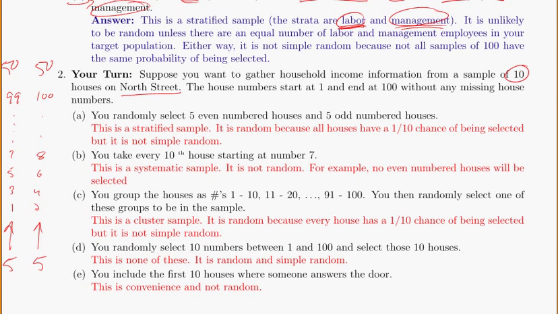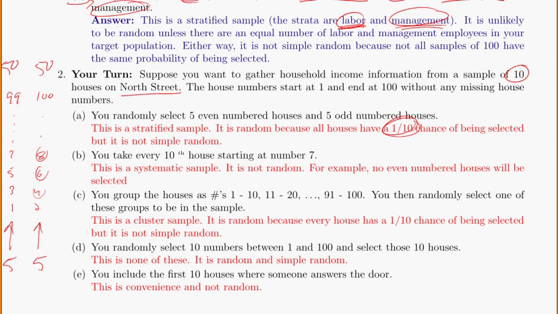So 50 odds, 50 evens. Select 5 of each. Everyone has a 5 out of 50 or 1/10 chance of being selected. So it is random, right? And it is not simple random because there's groups of 10 that are excluded. For example, you can't get houses 2, 4, 6, 8. You can't get a sample of all evens, right? That's excluded.